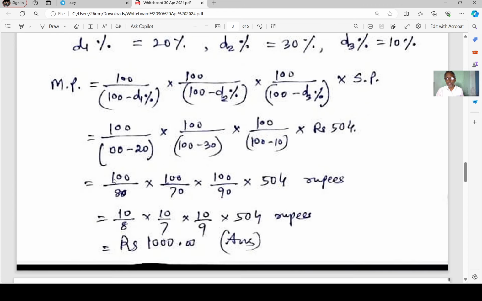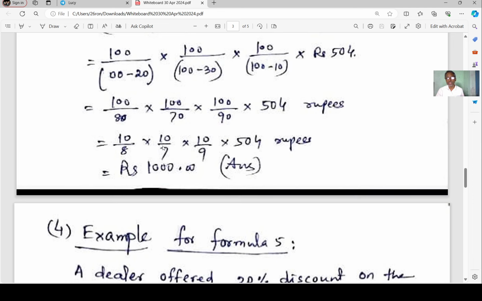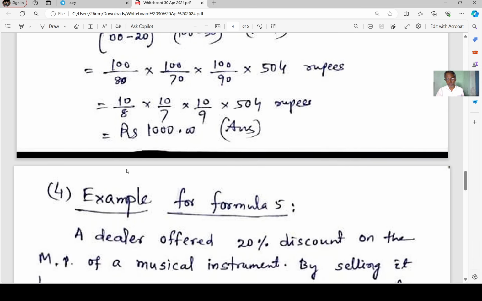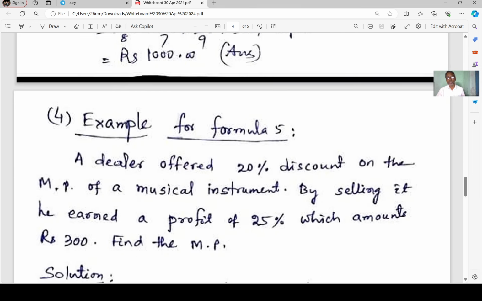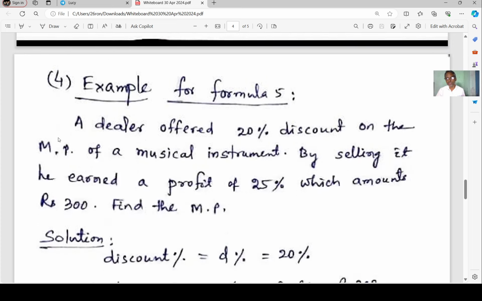This is equal to 100 divided by 80 into 100 divided by 70 into 100 divided by 90 into 504. This is equal to 10 by 8 into 10 by 7 into 10 by 9 into 504. This is equal to 1000. So marked price of the medicine is 1000 rupees.